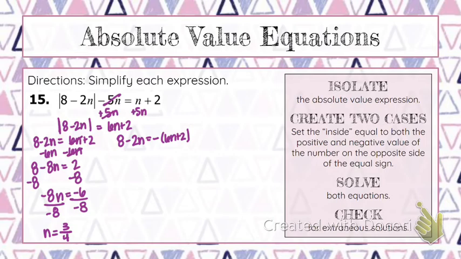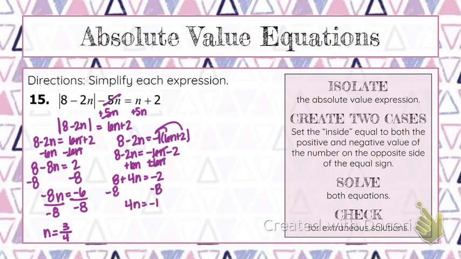Okay, for the right side, we're going to distribute this like a negative 1. So we'll get 8 minus 2n equals negative 6n minus 2. Then we want to move our variables to one side. 8 plus 4n equals negative 2. Subtract 8 from both sides. 4n equals negative 10. And divide both sides by 4 to get n equals negative 5/2. So these are the two numbers that we need to test.